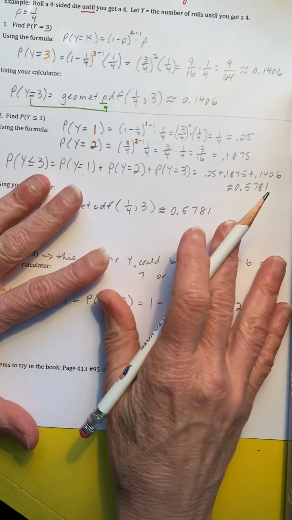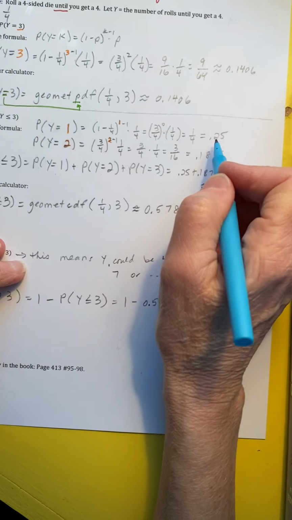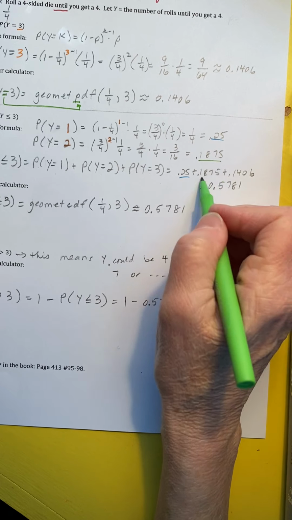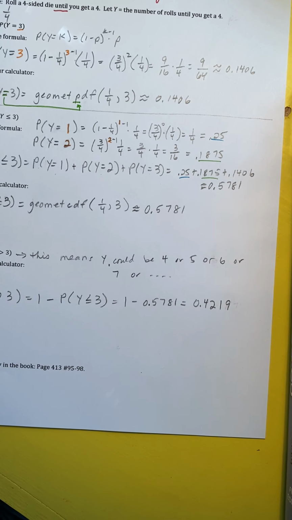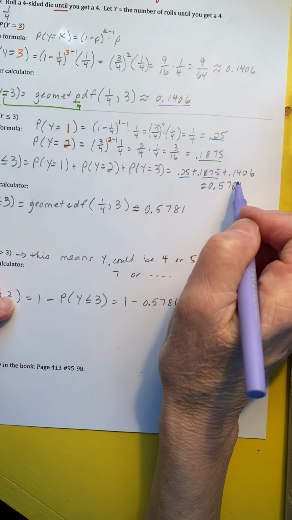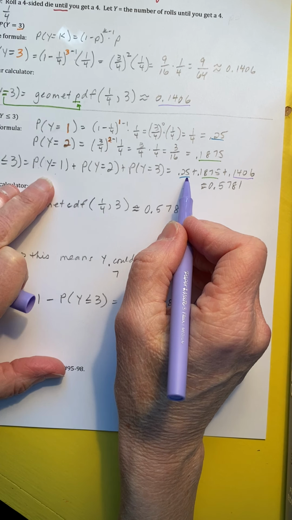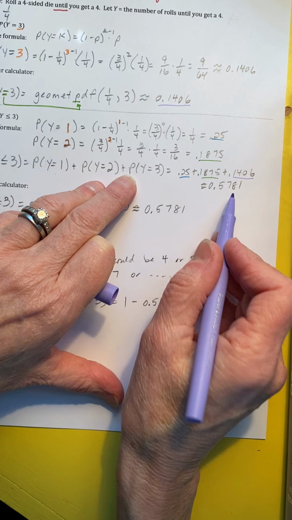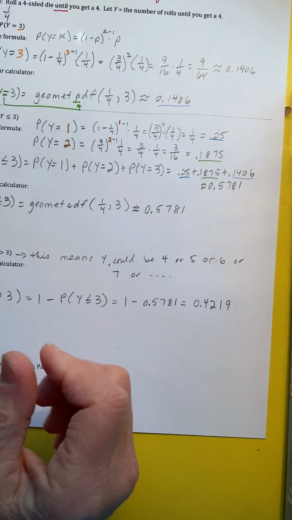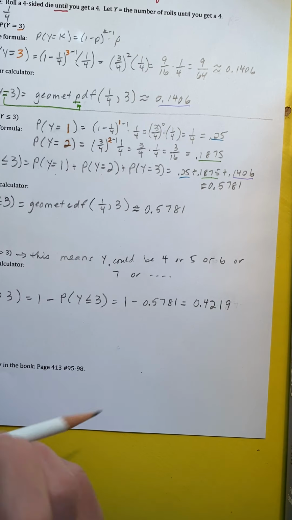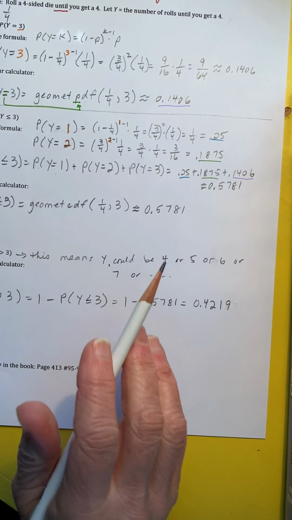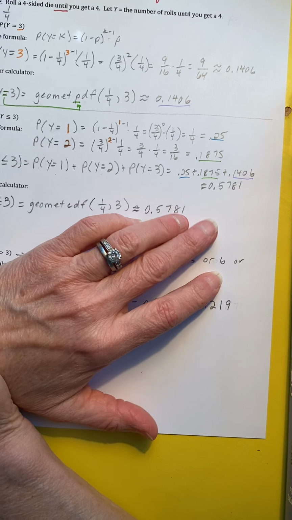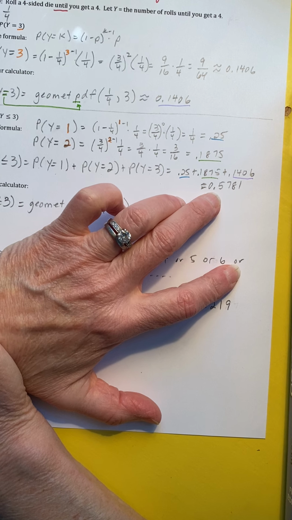And here are the three probabilities that we just got. This one's here. This one is here. And this one up here is right here. That's the probability that y equaled 1, or the probability that y equaled 2, or the probability that y equaled 3, and those add up to 0.5781. That's decent odds, but that's hopefully not too surprising, because with only 4 outcomes, the chance that you get a 4 in the first, second, or third try is around 0.57.